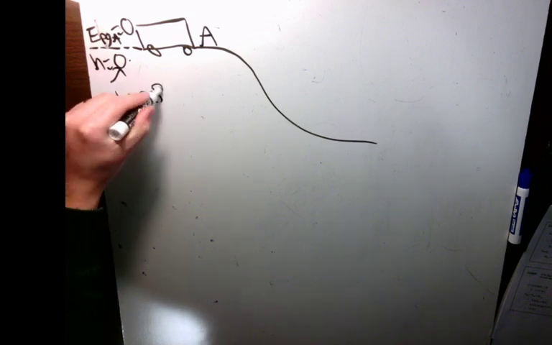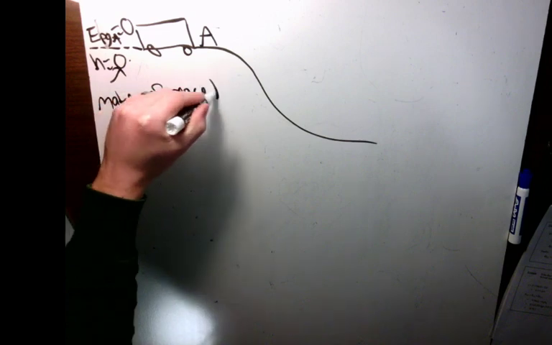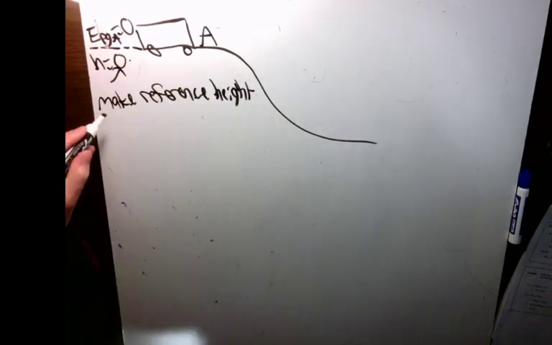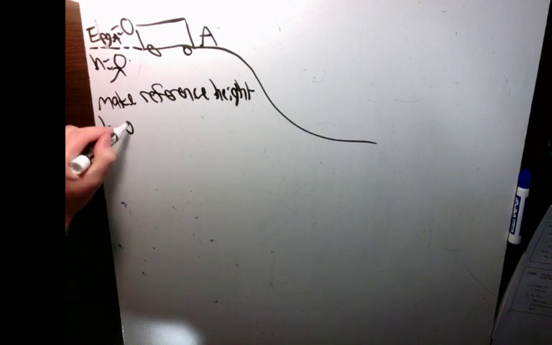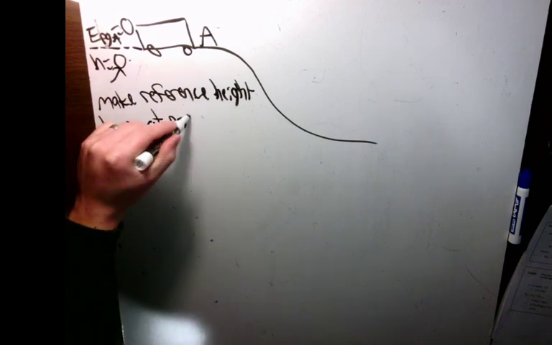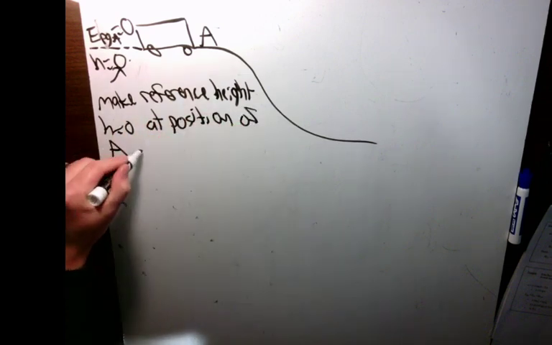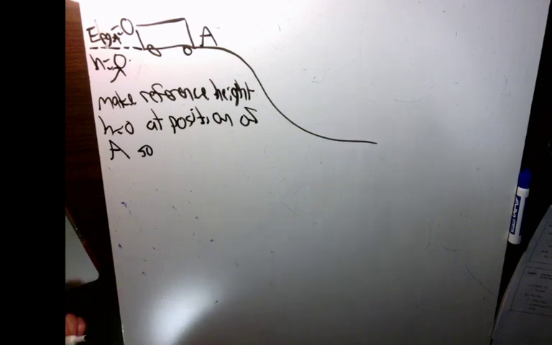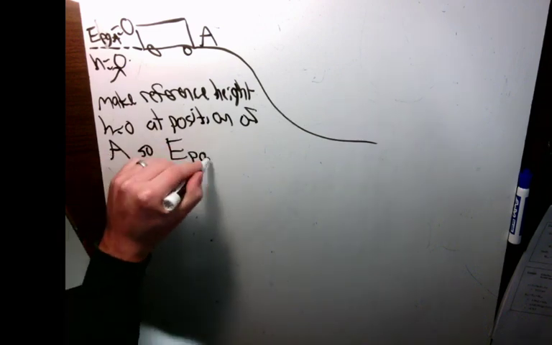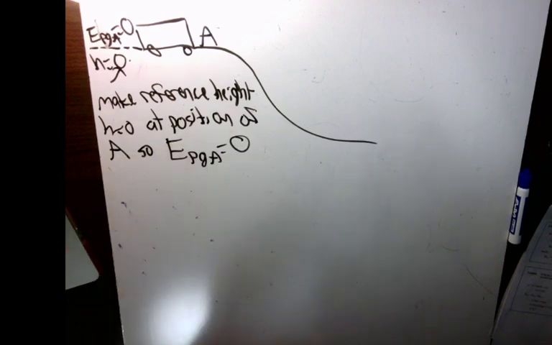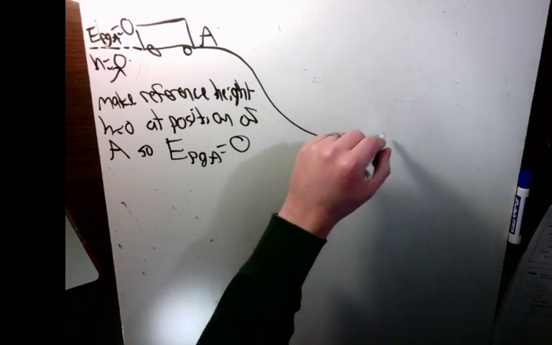Make reference height H0 at position of A. So EPGA is equal to 0, which is what the question is telling us. It's going to move at a constant speed throughout. We're going to determine the total mechanical energy at B, which is down here.